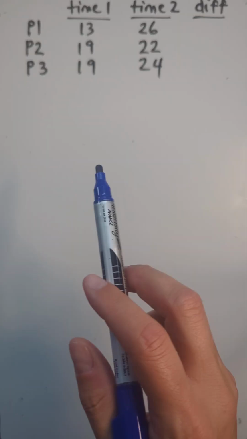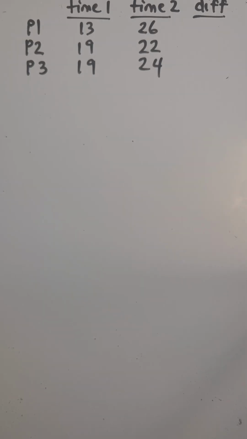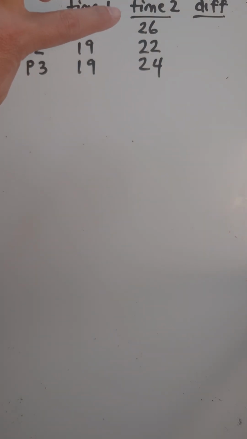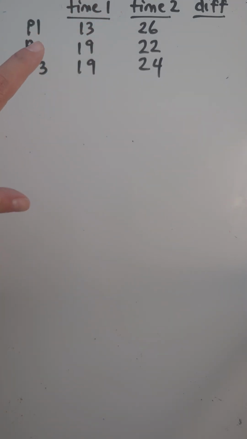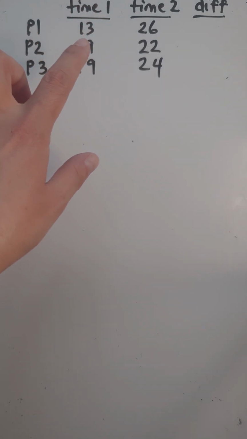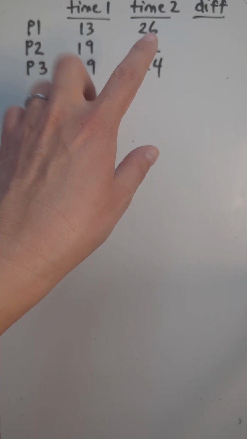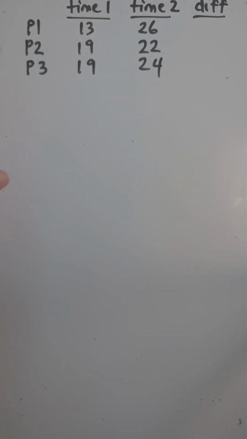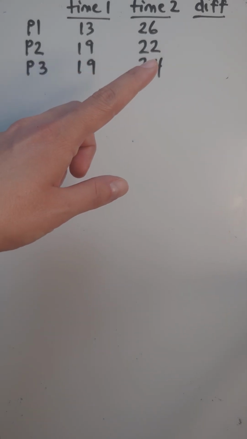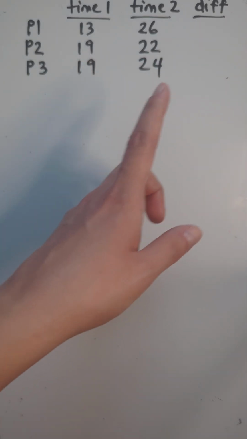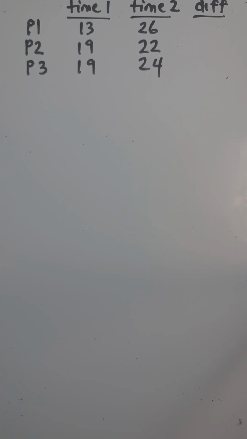and they each gave us 2 different observations, one at time 1 or condition 1 and another one at time 2 or condition 2. So for example, P1's observation or score at time 1 was 13, and then at time 2 it jumped up to 26. Participant 2 started out at time 1 with an observation of 19, and that jumped up to 22. So you see they each have an increase pattern.